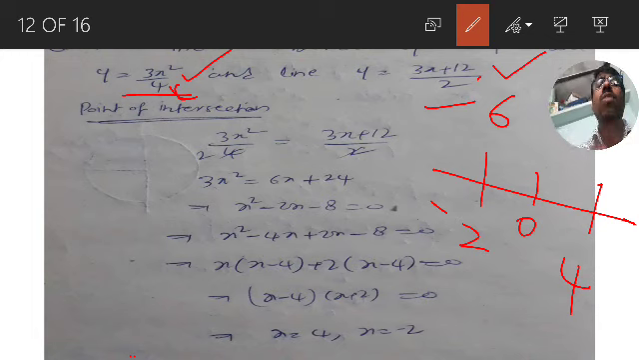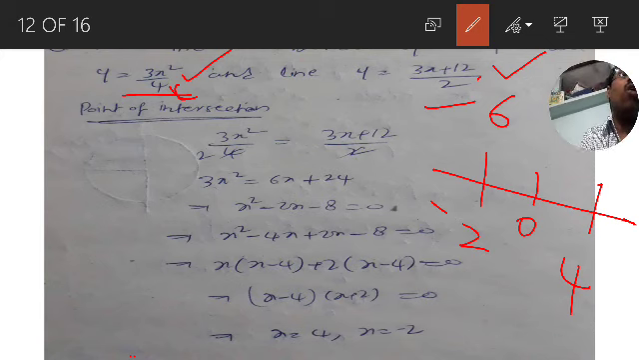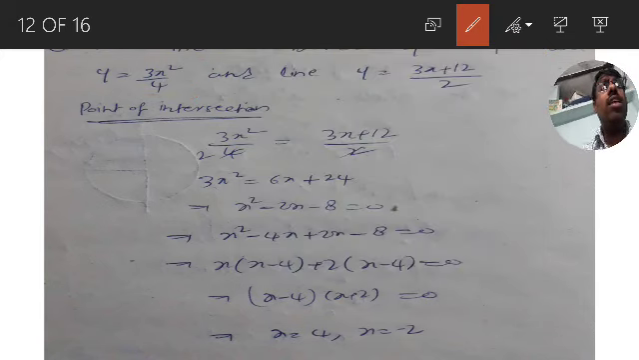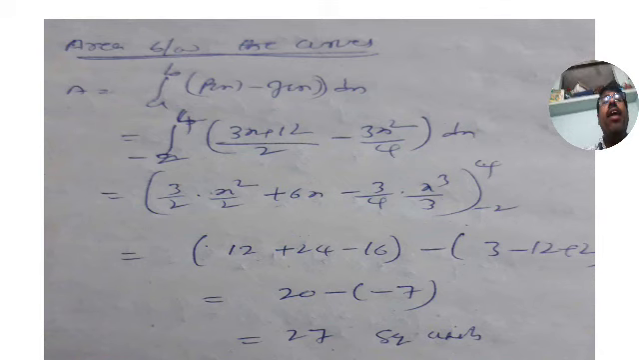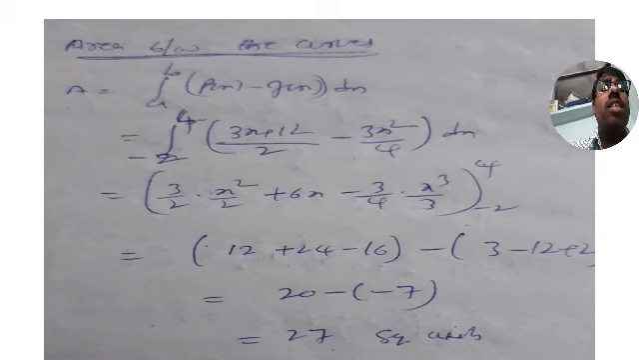So for the first curve the value is 0 and for the second the value is 6. So 6 is greater than 0. Therefore the second curve, (3x + 12)/2, is the upper curve and 3x²/4 is the lower curve. Now apply the formula: integration a to b, upper curve minus lower curve. This is the area between the curves, integration a to b of f(x) minus g(x) dx, where the upper curve is (3x + 12)/2 and the lower curve is 3x²/4.